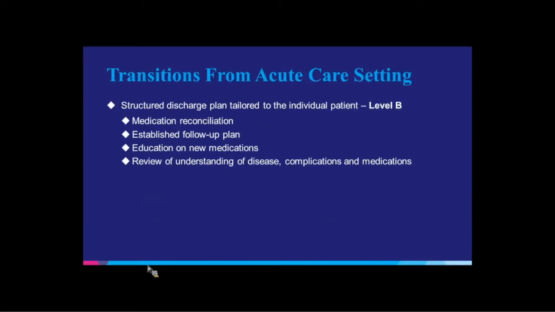Transitions from acute care to the non-acute care setting. So a level B, a lot of sort of controlled trials or case controlled, but not randomized and not what they consider level A trial evidence, that we should really institute structured discharge plans tailored to individual patients. We need to do med reconciliation. I think we all agree with that. Good idea. Establish a follow-up plan. I don't know anyone that can argue with that.